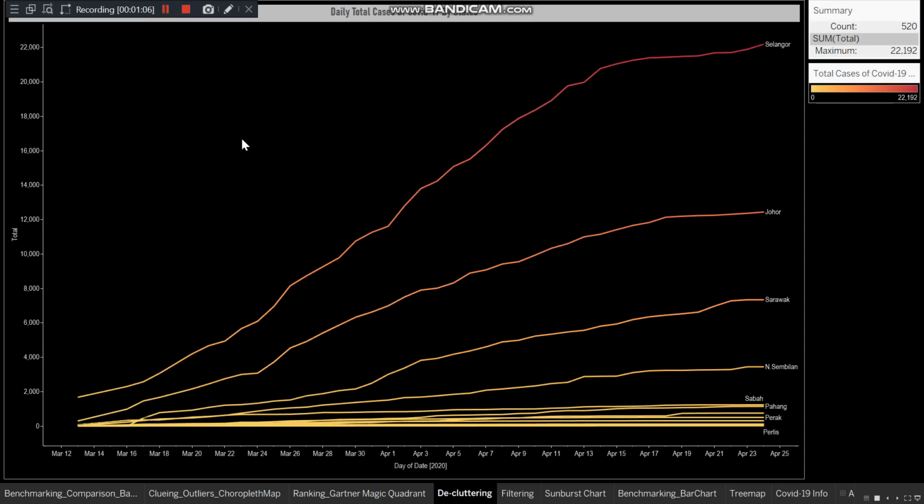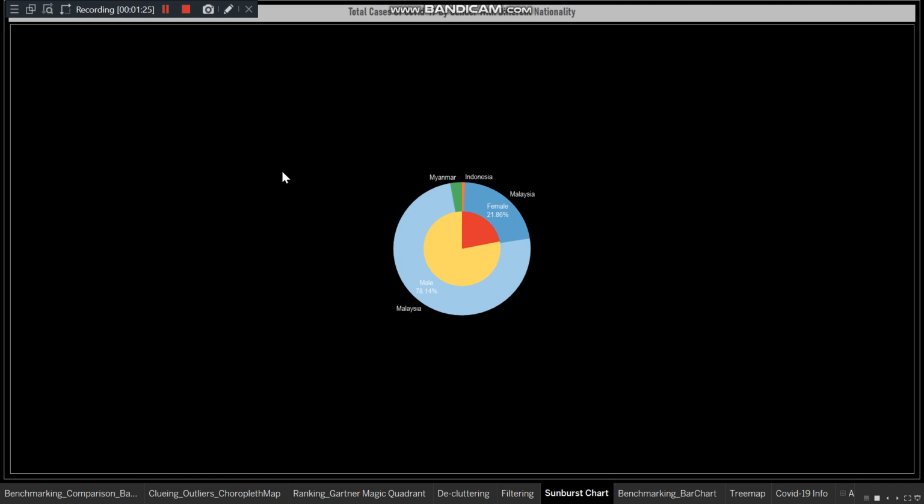This line chart shows the pre-attentive element based on form, which are curvature and weight. As we can see, Selangor has the big weight because it has a high daily total of COVID-19 cases in Malaysia. This sample chart is an example of a single visualization technique and also the basic visual display.